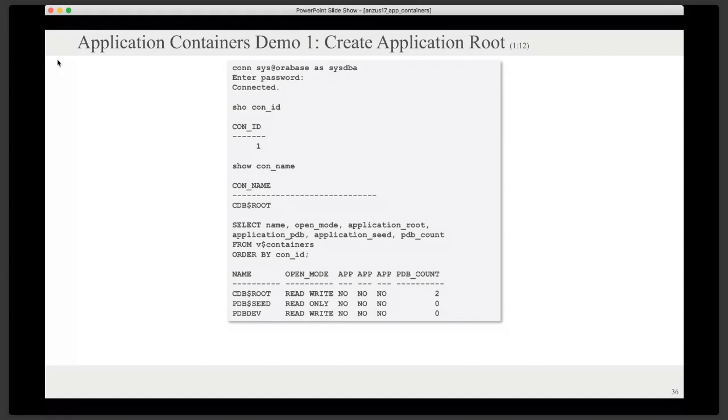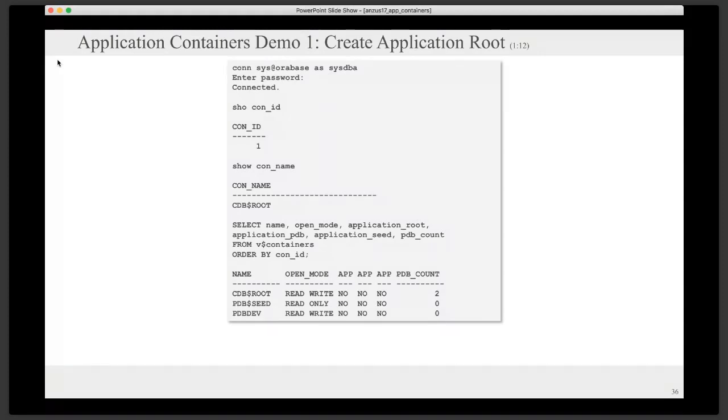It has the default seed that Oracle builds when you build one, PDB$SEED, and then there is a pluggable database I created called PDB-dev, and I just did that as part of running DBCA and creating my database.